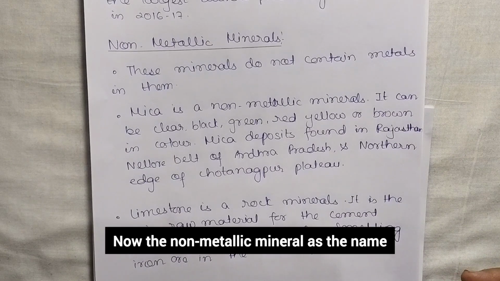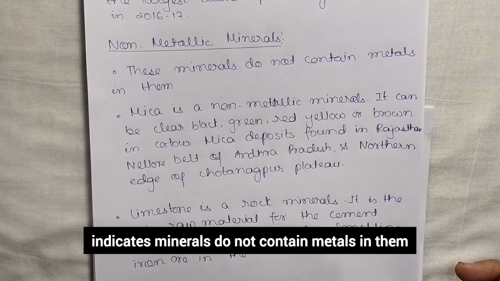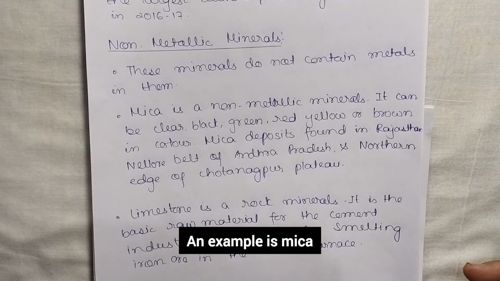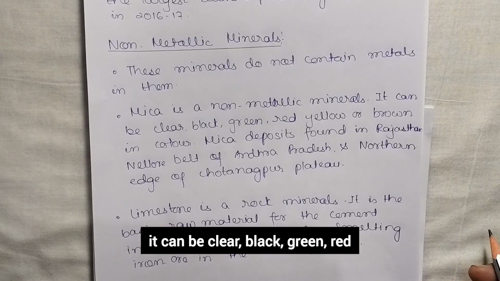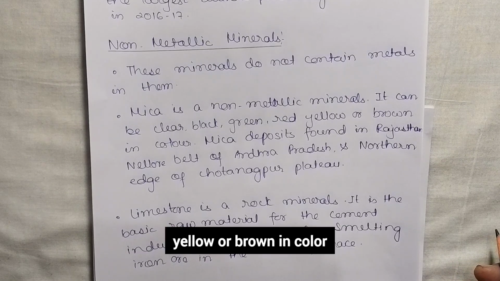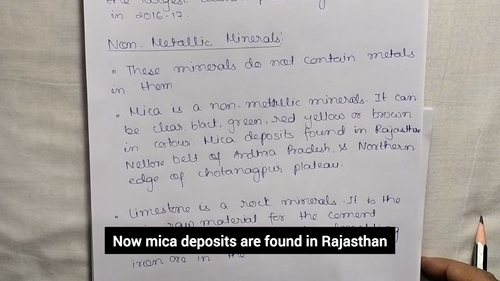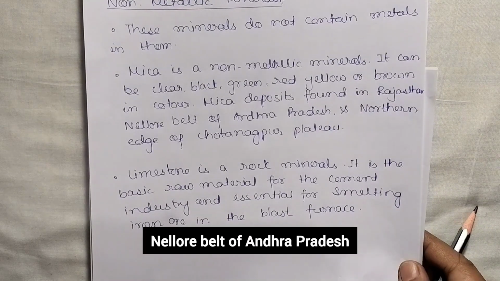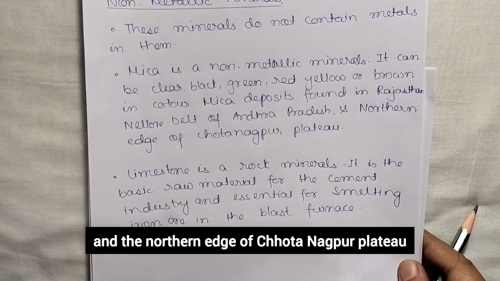Now the non-metallic mineral, as the name indicates, is a mineral that does not contain metals, okay. An example is mica. It can be clear, black, green, red, yellow or brown in color. Now mica deposits are found in Rajasthan, the Nellore belt of Andhra Pradesh and the northern edge of the Chota Nagpur plateau.